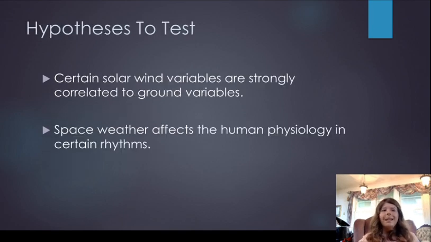So, with that said, here are our hypotheses. We want to determine if there are solar wind variables that are strongly correlated to ground variables, because this will tell us if there's any possibility of there being an effect on the human physiology. We also want to determine if space weather affects the human physiology in certain rhythms.